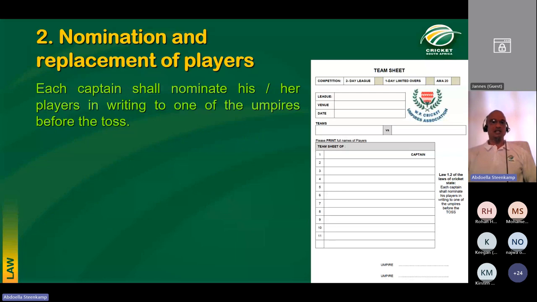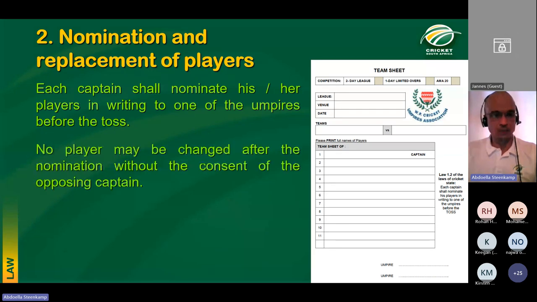When it comes to the nomination and replacement of players, each captain must nominate his or her players in writing to one of the umpires before the toss. Can a player be changed after the toss took place? Yes, the law allows for a player to be changed after the toss took place. But there's one condition. It can only happen with the consent of the opposing captain. Umpires have no say here.